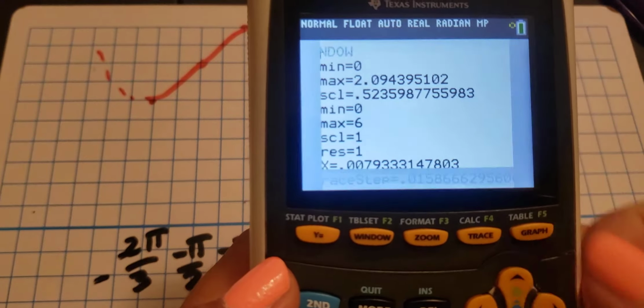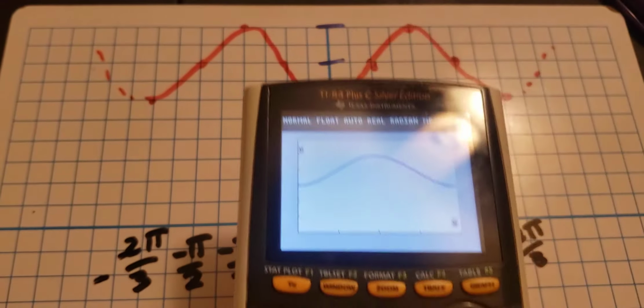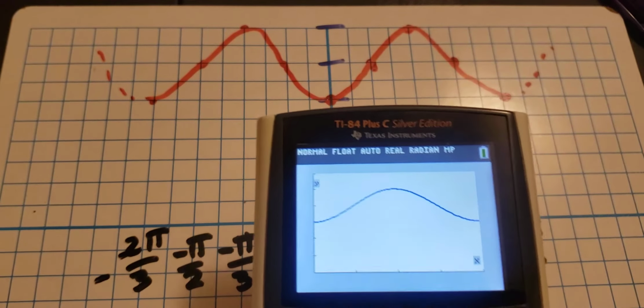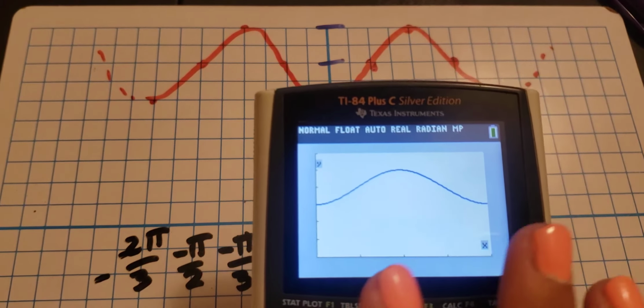Okay, so I'm going to go ahead and graph that. And this is what we got. And this is what we had earlier. Okay, so we did it correctly. Okay, this is what it looks like.